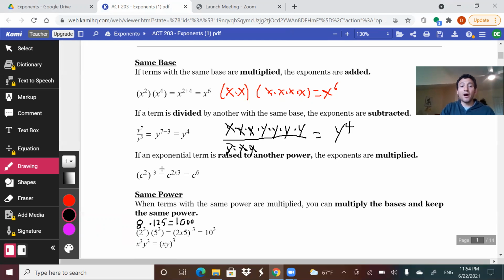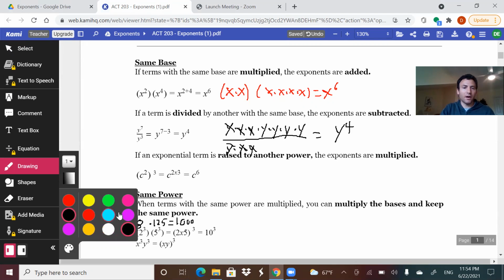Okay. If you take an exponent or an indice to another exponent or indice, that's when you multiply the tops.